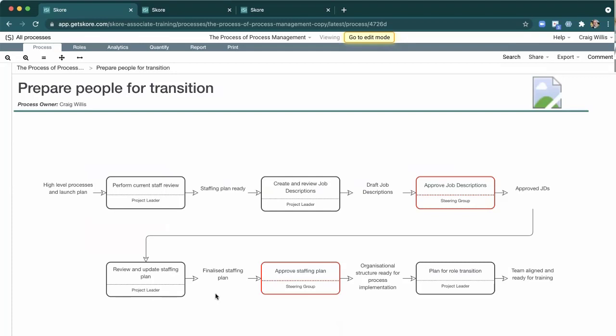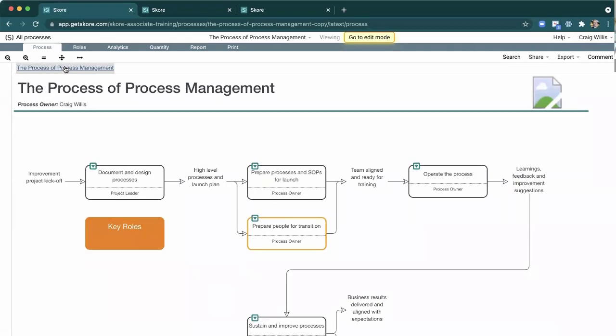Actually, do we have enough people? Do we need to go and hire people, and so on? So this area is just thinking about, have you got people trained up? Do you have the right people? Do you need to go and hire, and so on?